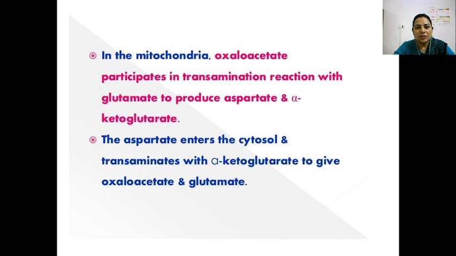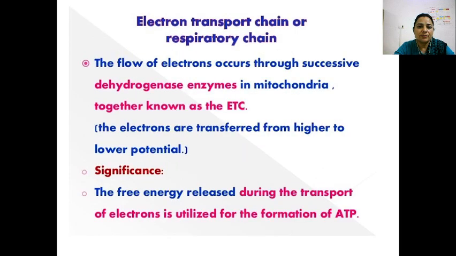In the mitochondria, oxaloacetate participates in the transamination reaction with glutamate to produce aspartate and alpha-ketoglutarate. Aspartate enters the cytosol and transaminates with alpha-ketoglutarate to give oxaloacetate and glutamate.